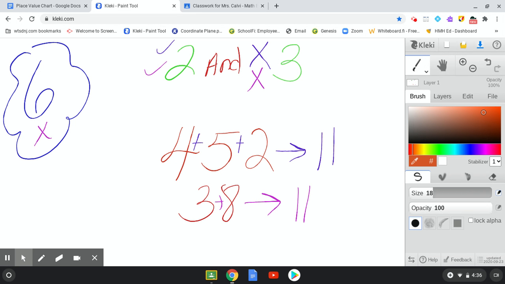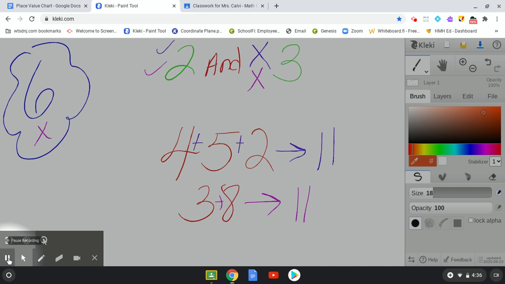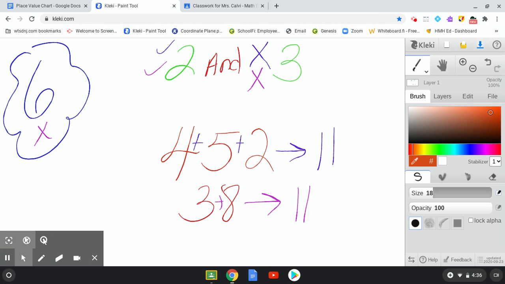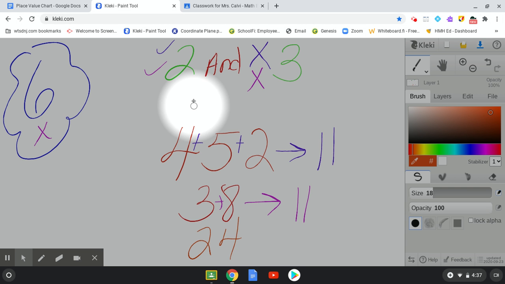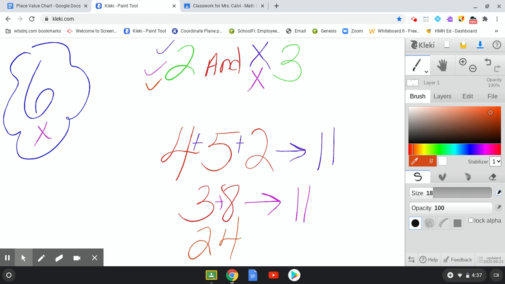All right, let's try one more. So let's use the number 24. Well, let's see if it meets the 2 rule. Well, it ends in a 4 and that's even, so it meets the 2 rule. Let's see if it meets the 3 rule. Add up the sum of its digits. 2 plus 4 gets me to 6.